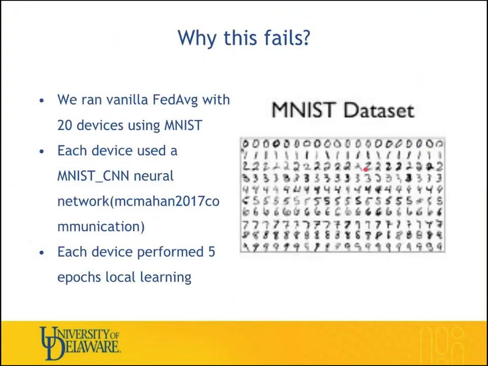To explore the reason behind this failure, we ran federated learning using FedAvg with 20 devices on MNIST handwritten digit classification, with each device using an MNIST CNN neural network architecture, which has 2 convolutional layers, each followed by a max pooling layer. And the last 2 layers are a fully connected layer and a final softmax output layer.